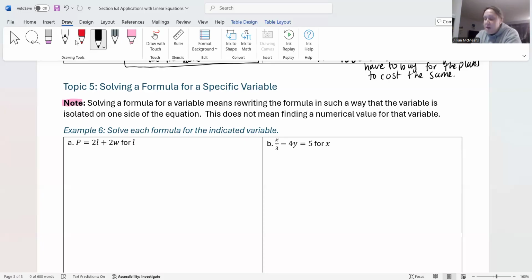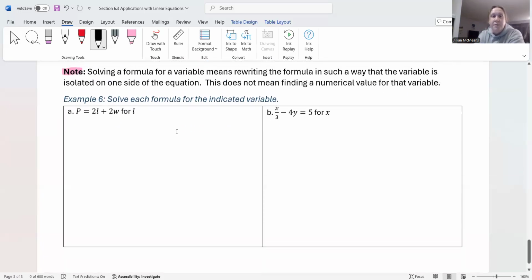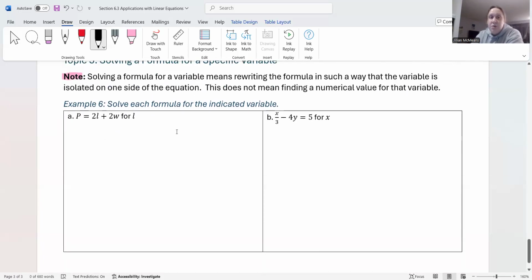Example 6 says solve each formula for the indicated variable. First we have P equals 2L plus 2W. Most of you probably recognize this as the formula for the perimeter of a rectangle. The perimeter of a rectangle is twice the length plus twice the width. We always know it as P equals, perimeter equals. But what if we wanted to know what length equals in terms of perimeter and width? Well, we could do that.